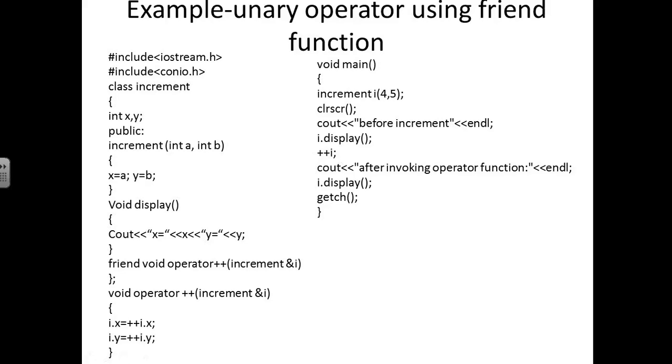So this is about the friend function. You should know how to declare a particular member function, it may be a unary operator member function. As a normal member function we can declare, and at the same time as a friend function also we can declare, right? Both the cases are possible. So this is about unary operator overloading using friend function.